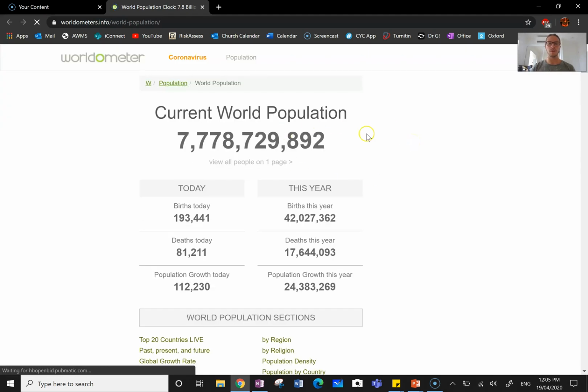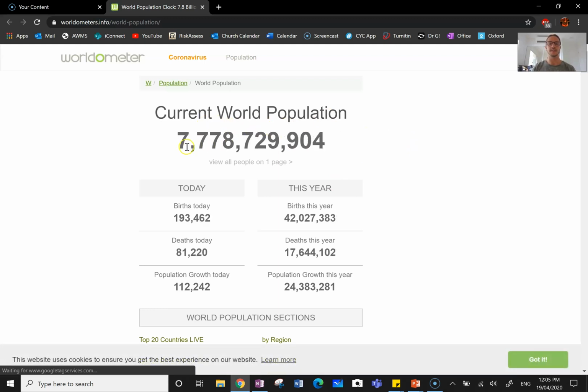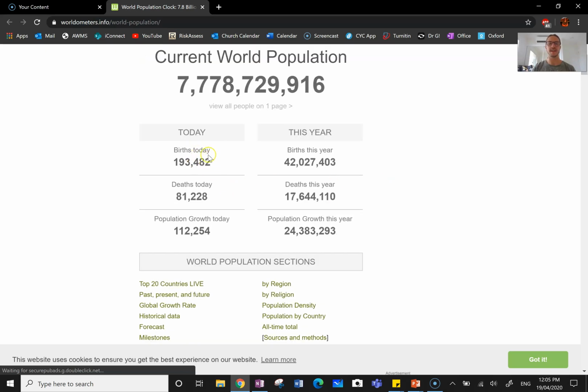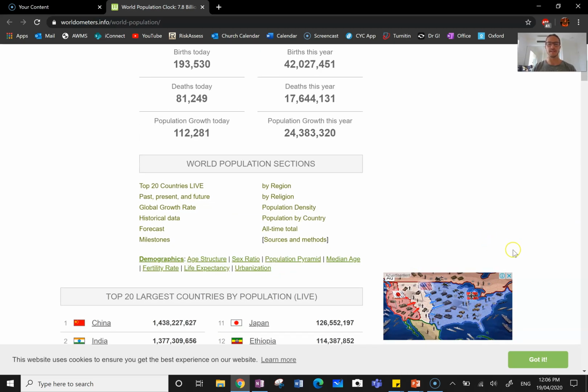So this is Worldometer, right? It shows us the current world population is coming up to about 8 billion people. It shows the number of births today is much higher than the number of deaths. So overall, there is a population growth today of about 112,000 so far. And it is currently midday.